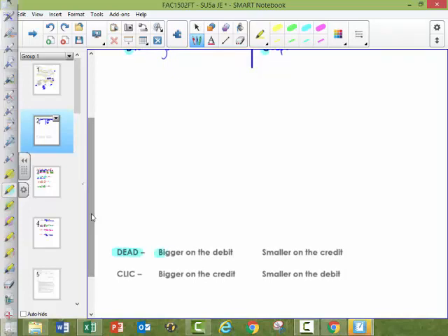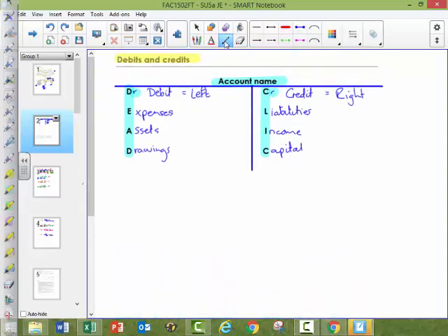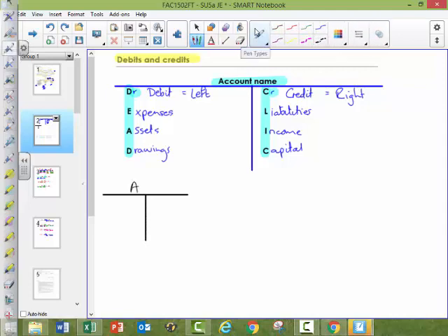Expenses, assets, and drawings will get bigger with debits and smaller with credits. CLIC says liabilities, income, and capital will get bigger with credits and smaller with debits. So let me illustrate that to you with a few T accounts. Let's say you've got assets. Now if you don't know which accounts are assets, in other words you haven't learnt your lists in study unit 2 and 3, then DED and CLIC's not going to help you.